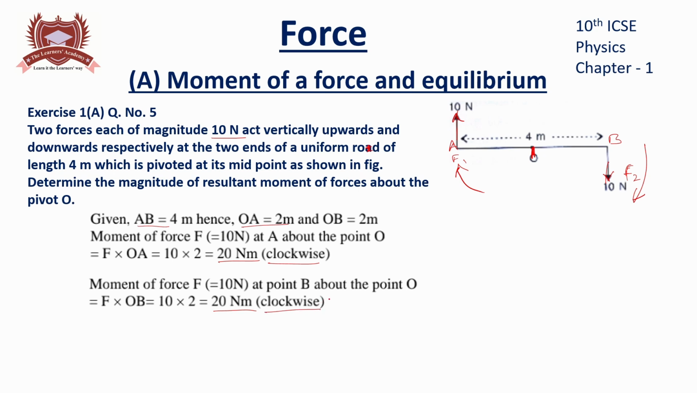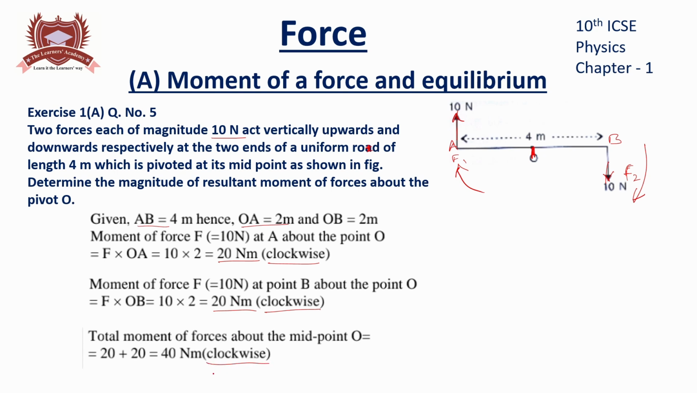Now, in the previous case, one force was in the clockwise direction and one force was in the anti-clockwise direction, so they got subtracted. In this case, both the forces are in the clockwise direction, so they are going to get added up. The total resultant moment would be the addition of these two, and it would maintain the sense, that is clockwise. So, the total moment of force would be 20 plus 20, that is 40 Newton meters in the clockwise sense.